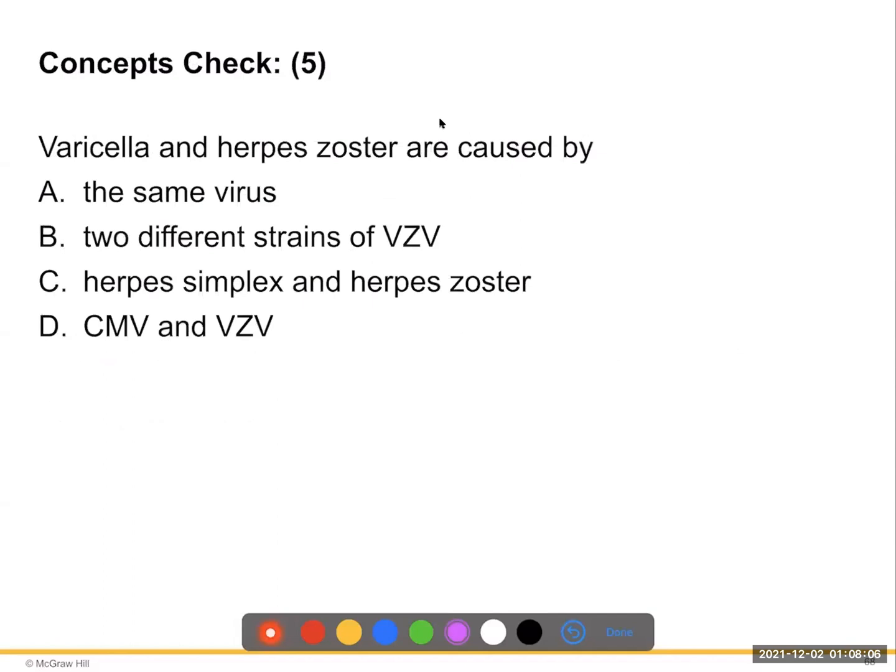Next question. Varicella and herpes zoster are caused by what? The same virus, 2 different strains of the VZV, or the herpes simplex virus and herpes zoster virus, or the cytomegalovirus and the variola zoster virus. Which one would it be? Is it C? Nope. Remember, varicella is chickenpox. That's what it causes. That's the primary infection. And then herpes zoster is shingles.